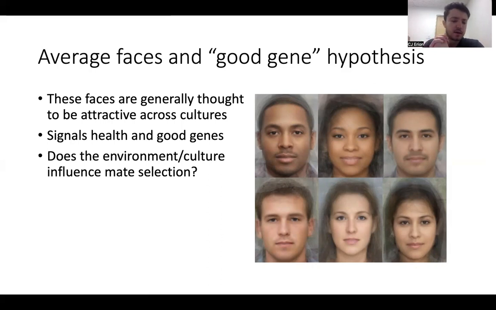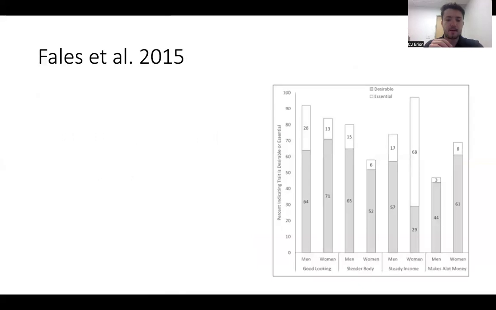And so, something to think about here is whether or not environment or culture influences mate selection, or whether this good gene hypothesis is the same everywhere and all humans look for the same things in potential partners and mates due to evolution. Some evidence here of a study that supports the biosocial perspective of mate value and selection.